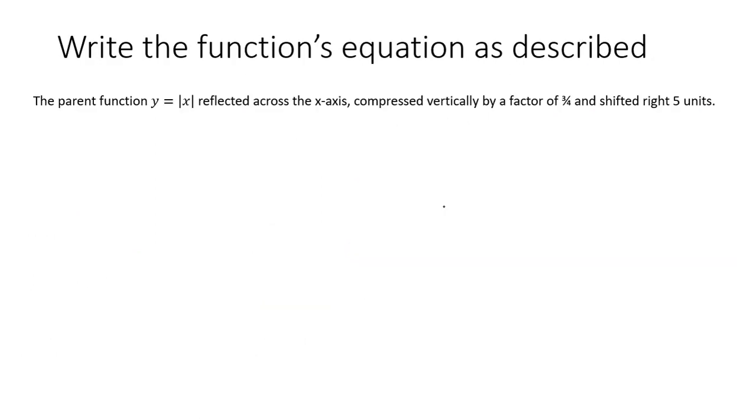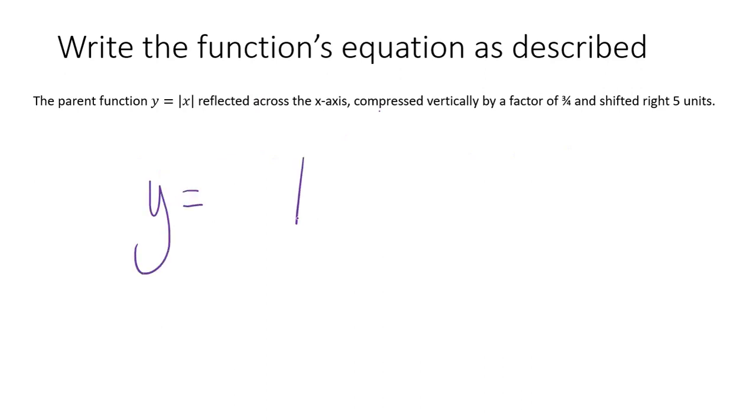Now, let's focus on the main thing of today. How do you write a function when you're given information? So I am told that this parent function is y equals absolute value of x. It's reflected across the x-axis. It's been compressed vertically by a factor of 3/4, and it's been shifted right 5 units.